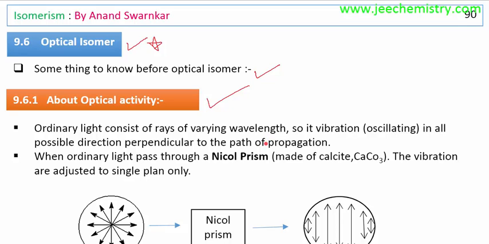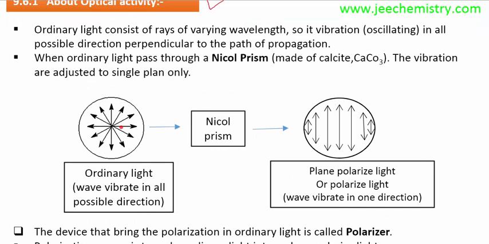When the light in your home is glowing, it spreads in all directions. It doesn't travel in a straight way. So ordinary light consists of rays of varying wavelengths, which is why it vibrates in all the possible directions perpendicular to the path of propagation. When ordinary light passes through the nickel prism, as I am showing in the diagram, it propagates in all directions, oscillating and vibrating.